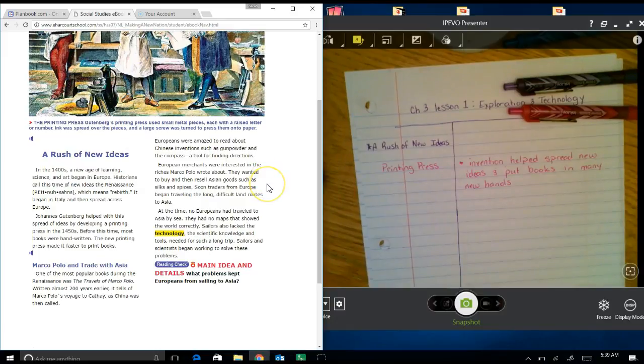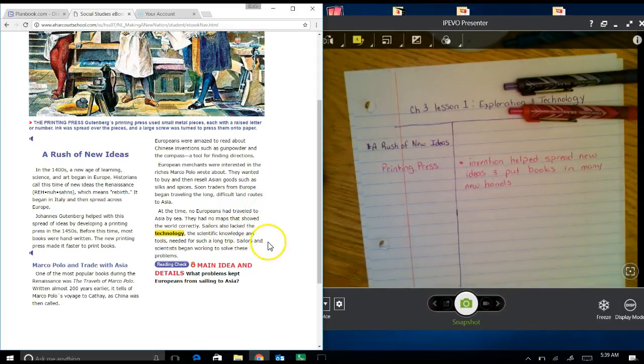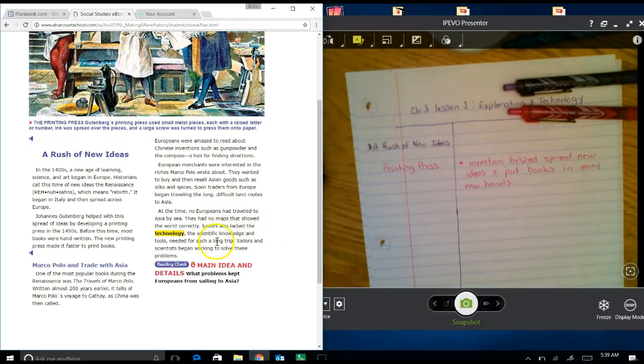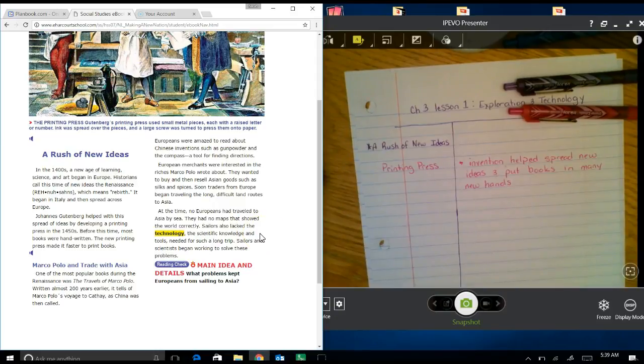Soon, traders from Europe began traveling the long, difficult land routes to Asia. At the time, no Europeans had traveled to Asia by sea. They had no maps that showed the world correctly. Sailors also lacked the technology or scientific knowledge and tools needed for such a long trip. Sailors and scientists began working to solve these problems.